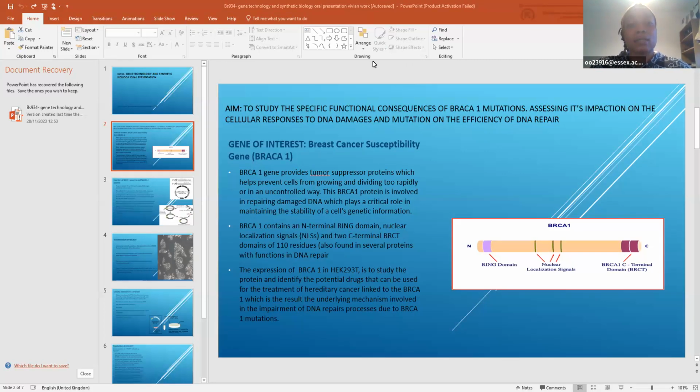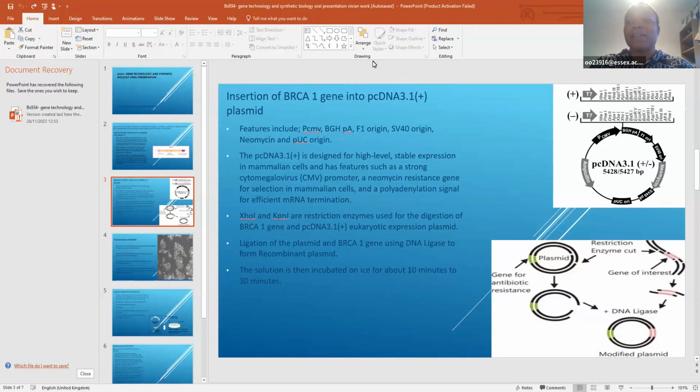So the next slide talks about the vector. The vector or plasmid used for this expression is a pcDNA 3.1 vector, which is a vehicle used to carry our gene of interest into our HEK293 cell. Since we are using a mammalian system, the CMV promoter in this vector comes from a cytomegalovirus, which causes a large amount of transcription to occur and produces a large amount of mRNA.